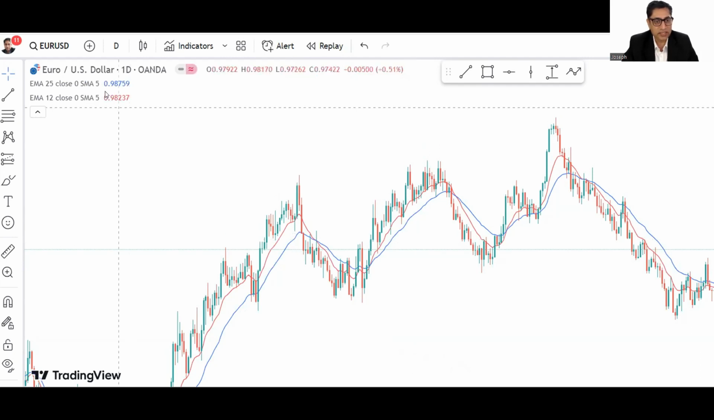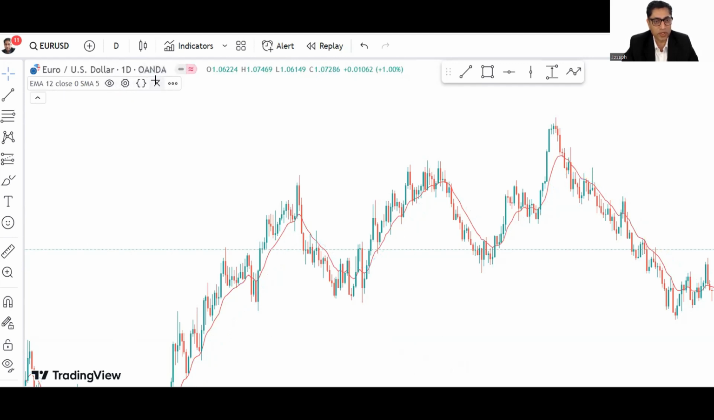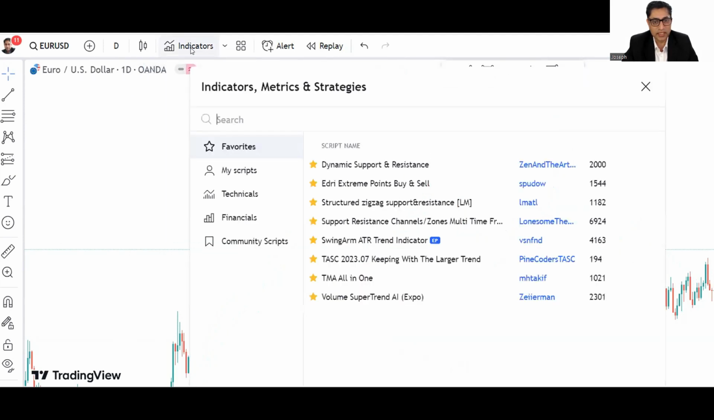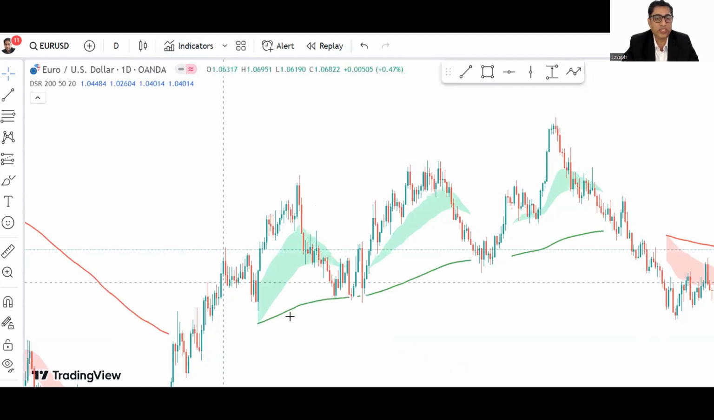But the best thing is the gift. The best thing is the offer that I told you all. That is basically the dynamic support and resistance. You can go to indicators and directly click on dynamic support and resistance. You will get a long-term trend indicator and a short-term trend indicator. When it is showing red, that means the trend is down. When it is showing green, the trend is upward.